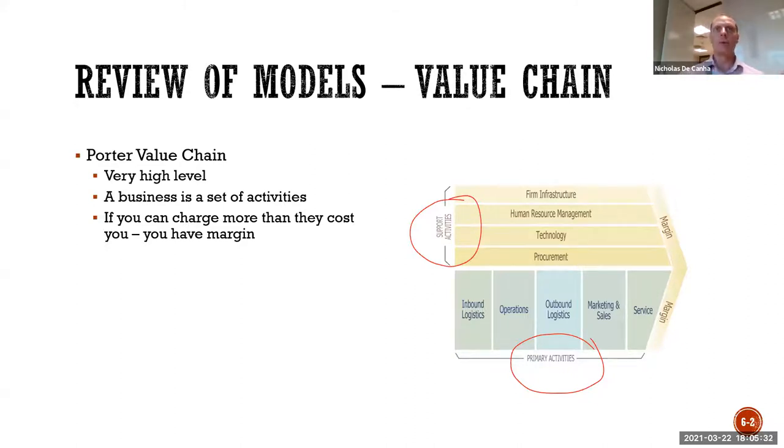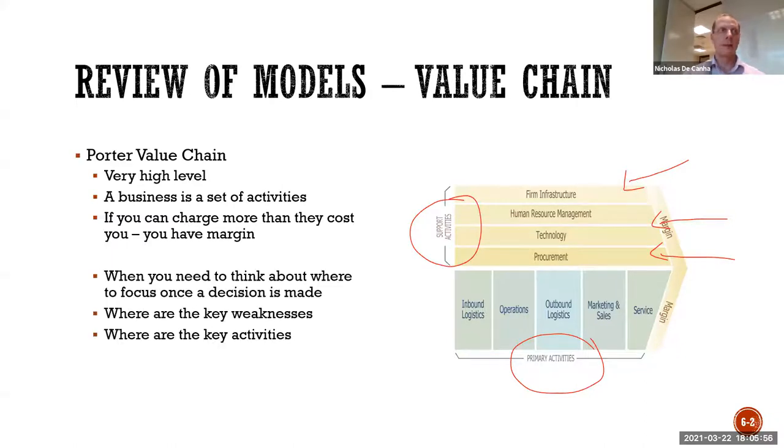What's perhaps not well represented here is the idea that these different items may have very different importance for different businesses. And so relatively speaking, we should be considering them and saying, actually, in the business that is of interest, which one of these has to be a focus area, which one of these has to be optimized? So this model is really good when you need to think about where to focus once a decision has been made, where the key weaknesses are and what the key activities for a business are. And this is actually the precursor to value stream mapping, which is a more in-depth version of understanding how a business processes inputs and turns them into a set of outputs.